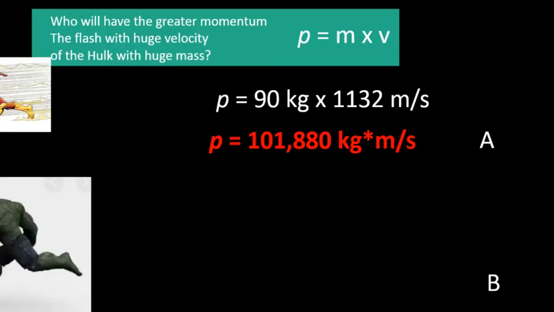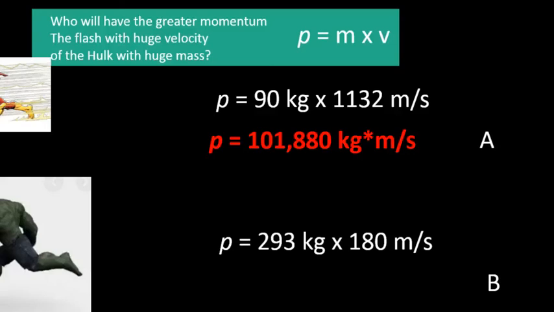Now the Hulk has a mass of 293 kilograms, and his top speed is 180 meters per second, and that comes to a momentum of 52,740 kilogram meters per second. And so you can see that here the Flash wins in the contest of momentum because of his ultra fast speed.